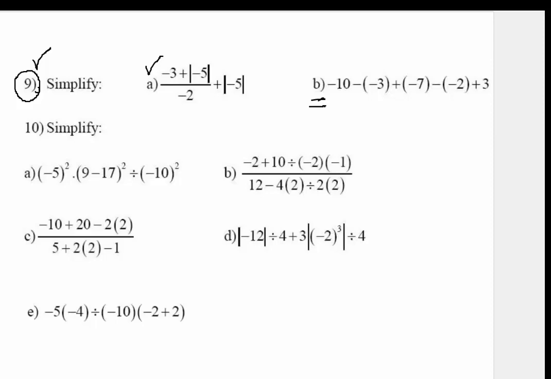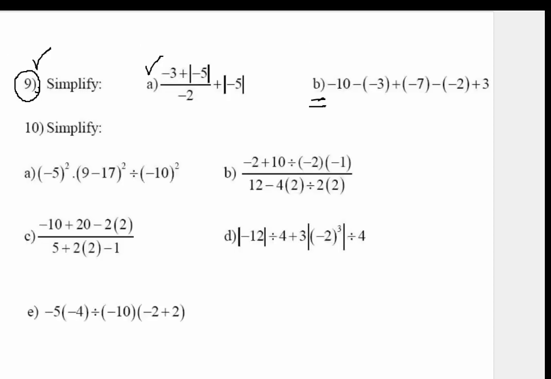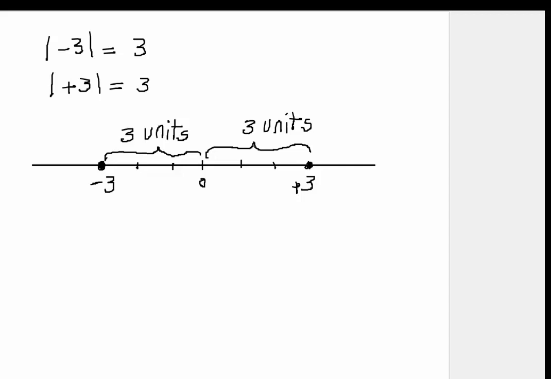So let's take a look at 9B now. In 9B, we have a number of integers that need to be combined here. We have minus 10, minus 3 plus minus 7, minus 2 plus 3. There are 2 ways we can look at this. And let's go back to the little note I had earlier.